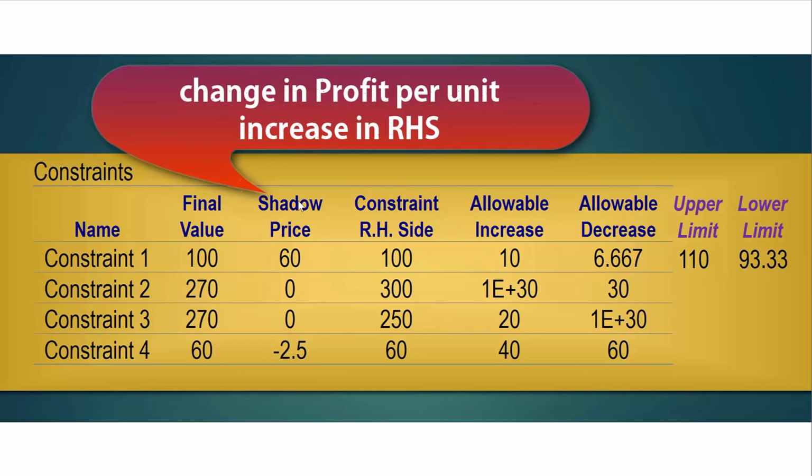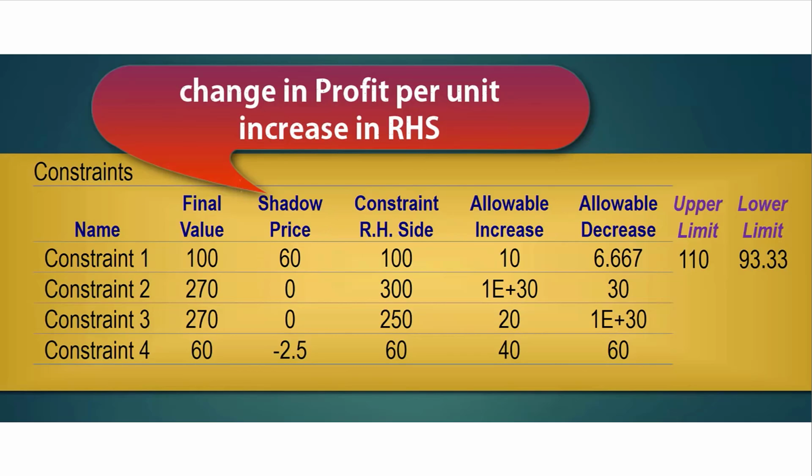What does shadow price mean? Shadow price is the change in the profit per unit of increase in the right hand side by one unit. So if the right hand side for A, for example constraint 1, is increased 1 unit from 100 to 101, the profit will increase by $60.